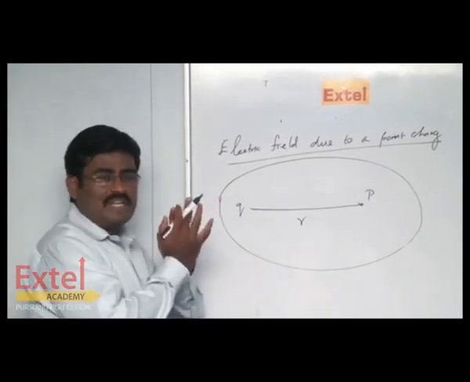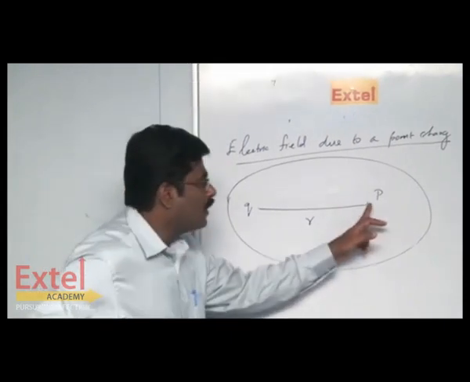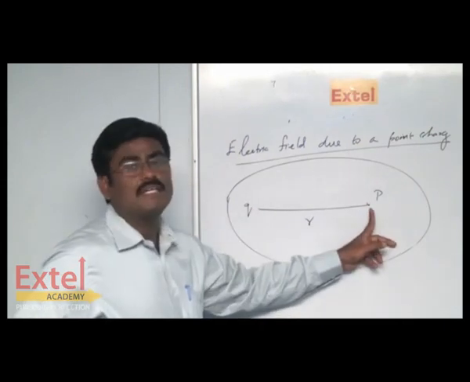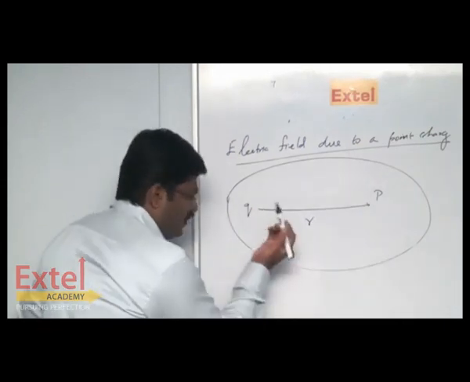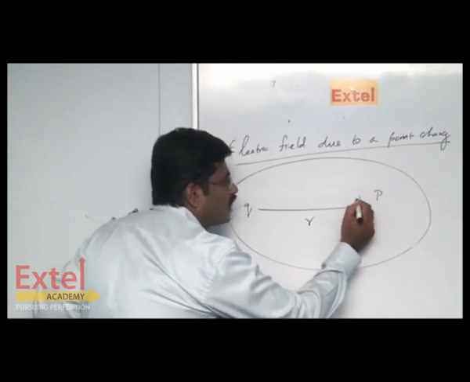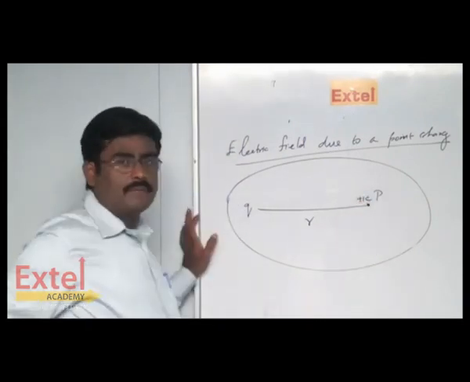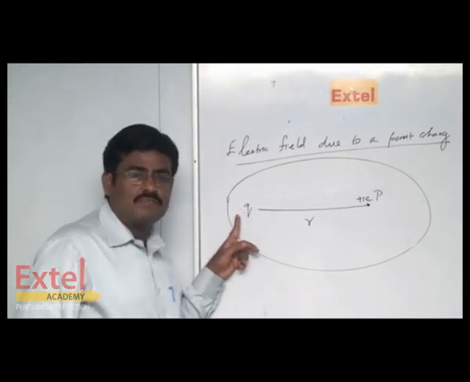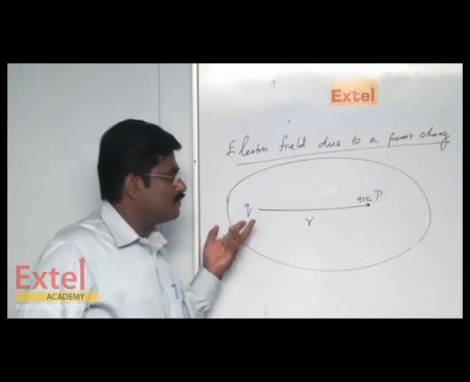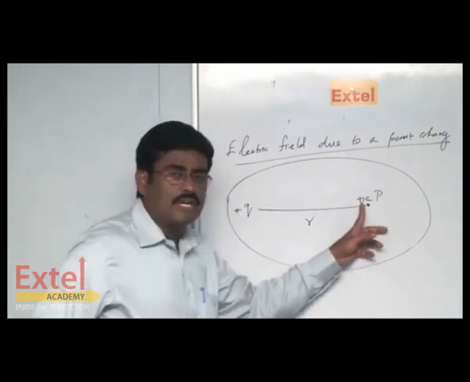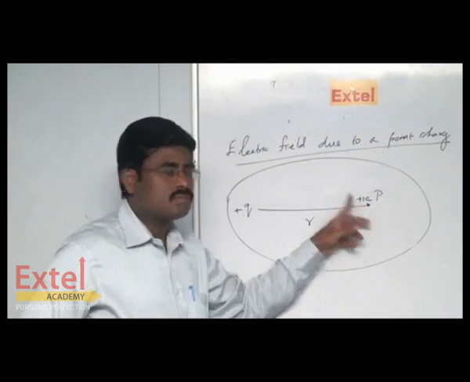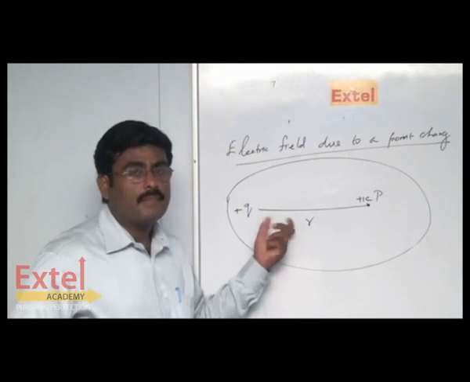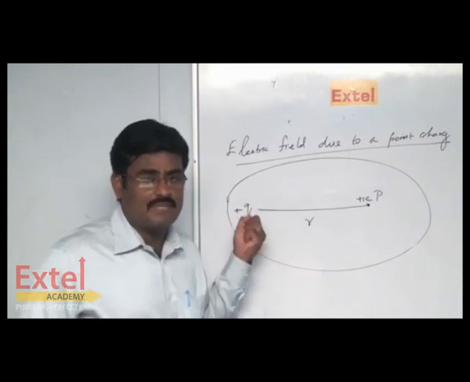If I want to calculate the electric field at point P, then as I told earlier, the test charge Q naught must be placed at point P. First of all, I keep a unit positive charge, say plus 1 coulomb, at point P. If I don't mention the nature of the charge, it is understood to be a positive charge. So the point charge Q is also positive, and even the unit charge is of positive nature. So basically, what kind of force exists between them? A force of repulsion exists between them.